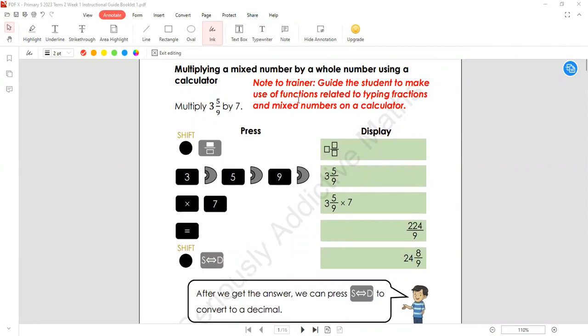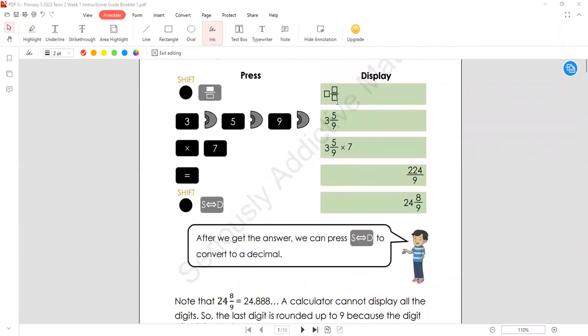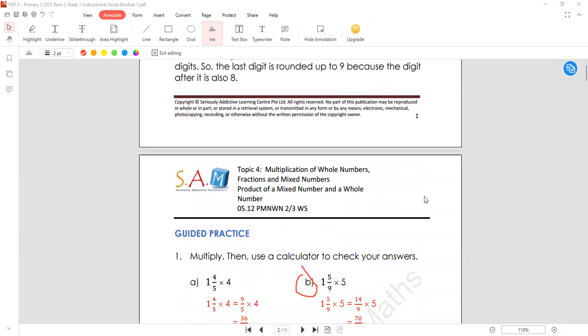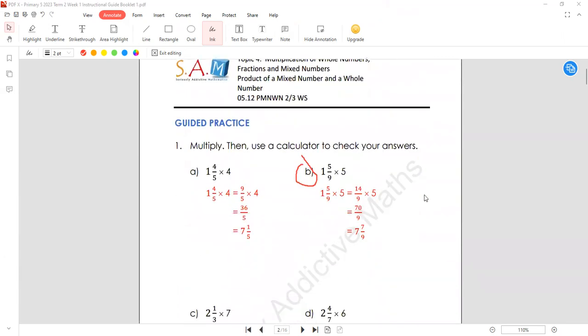So for this question, they're supposed to multiply a mixed number with a whole number. If they bring along a calculator, you can get them to try it out, how they can key in the mixed number and then multiply by 7. Then they will get the answer as an improper fraction. But they can also convert it into a proper fraction. Depending on whether they have the calculator or not, you can get them to try one question.